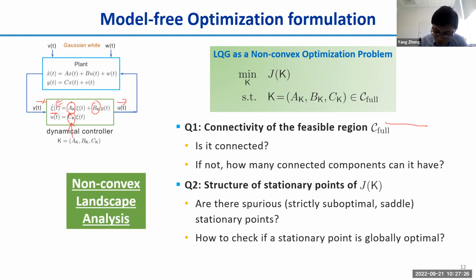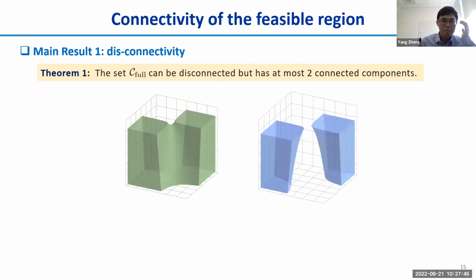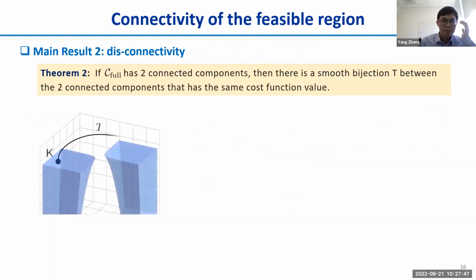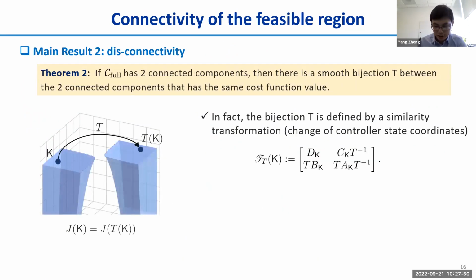So basically, it just means this parameterization has a lot of redundancy. It has some symmetry defined by a similarity transformation. It's not unique for a particular input-output behavior. This smooth bijection is actually defined here. I see. Okay. Thank you.